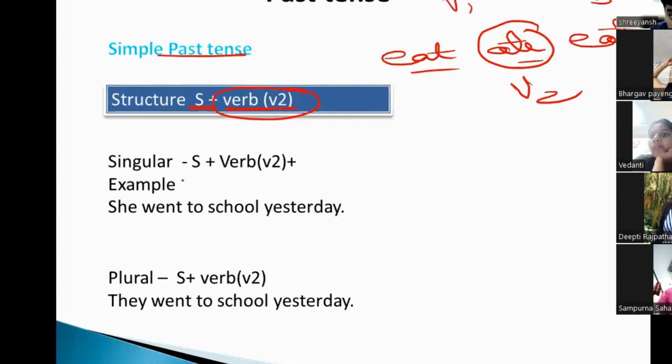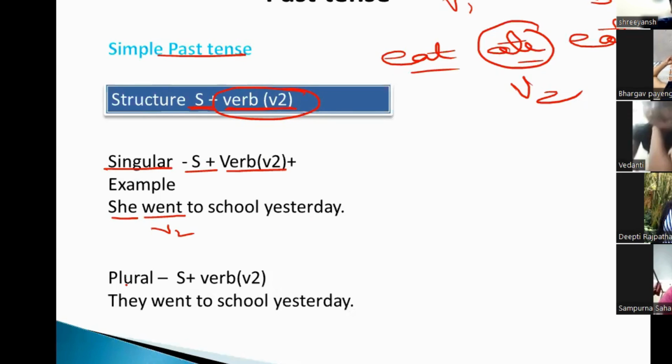Okay, when your subject is singular, then what is the structure? It is the same: subject plus second form of verb. For example, she went to school yesterday. So she is our subject, and went is the second form of verb we are using here. She went to school yesterday. So it is representing an action that is completed yesterday.